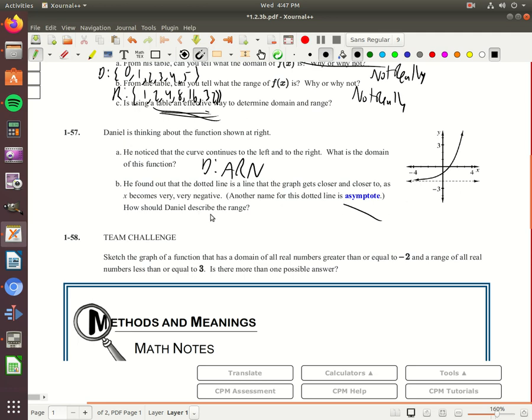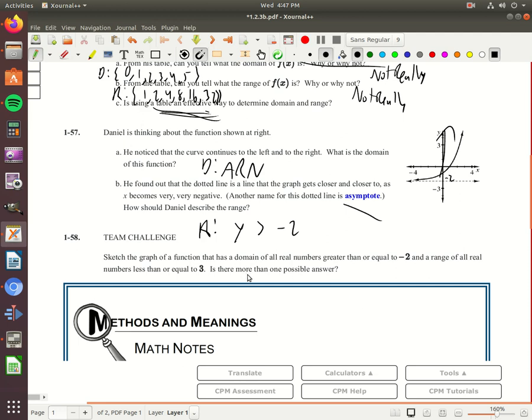So how should he describe the range? Well, our range is at -2, right? So this is -2. What we're going to say is y is bigger than -2, and I think that's obvious, right? It's bigger than -2, but is it equal to -2? It's not. It will never be equal to -2. So this is going to be our range here. I'm not going to put that equal sign because we don't know that it's equal.